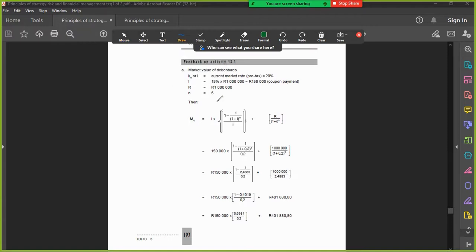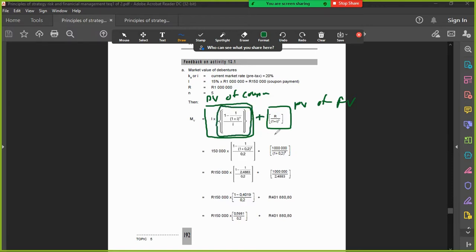Maybe just to mention what this relates to. This is the present value of the coupons, and this is the present value of the future value. And then you're adding the two together. So this is an annuity, and this is just a normal time value of money discounting. So this is discounting for an annuity, and this is discounting for a normal future value. But as I said, this is more TVM.